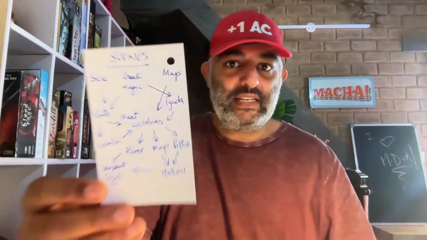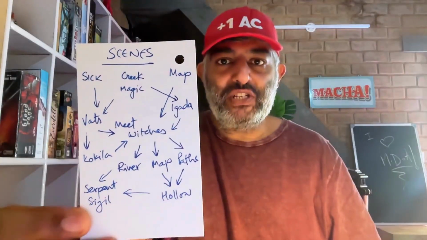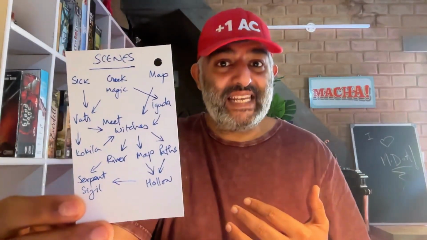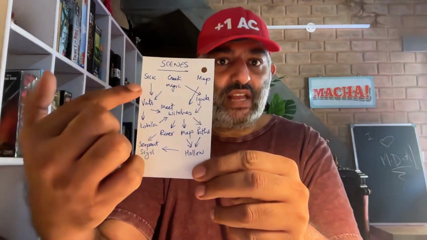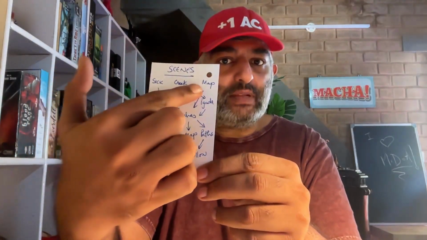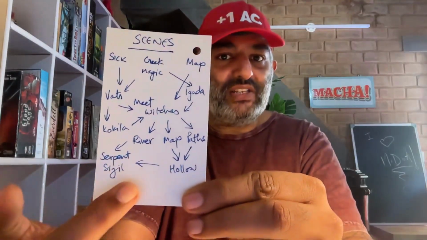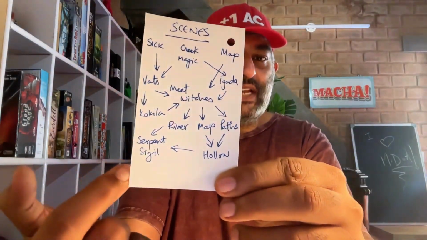I've done the planning in advance, but when I get to the table, I have the bare minimum notes. Speaking of, the first piece of information that I have at my table is this, right? Which is essentially a flow of scenes. It is a situation that I prepped, and I understand what the sick means, what the creek magic means, what the map means. And these are all different hooks, right? Where the adventure starts.